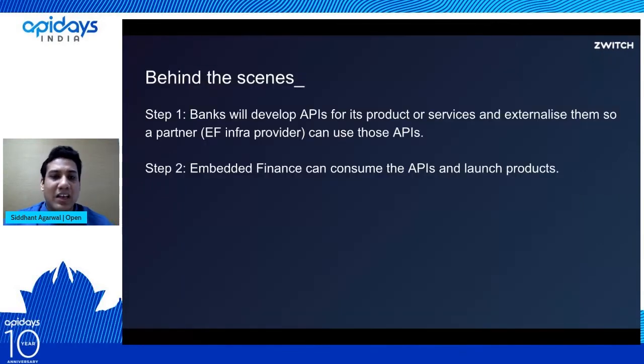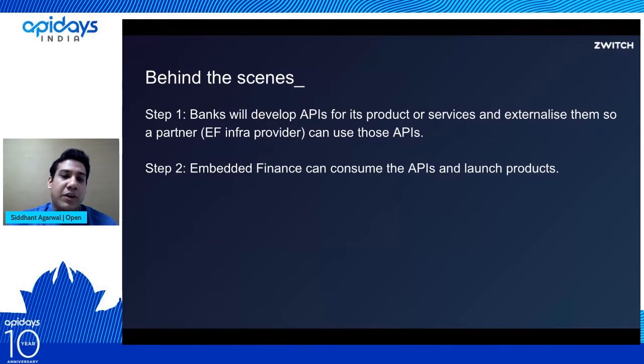So, just to do a quick recap, this is what is happening behind the scenes. First, banks will develop APIs for their products or services and externalize them so that a partner, basically an embedded finance infrastructure provider or enabler, can use those APIs. Through APIs, banks will pretty much govern the product, just the way banks offer UPI APIs to a payment aggregator, which won't have the check account balance API, but banks will offer it only to a PSP app.